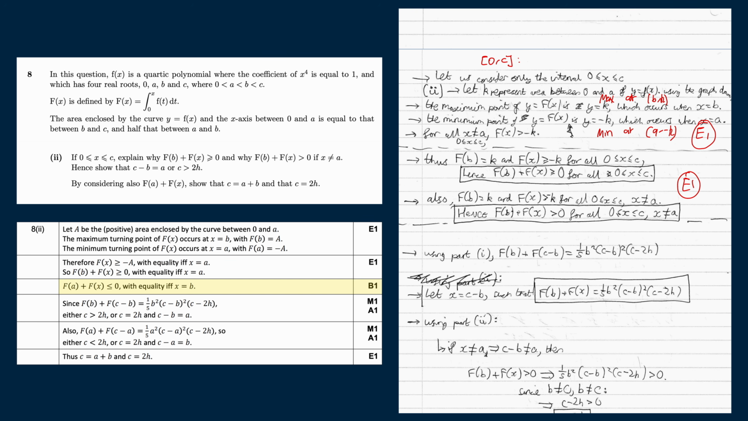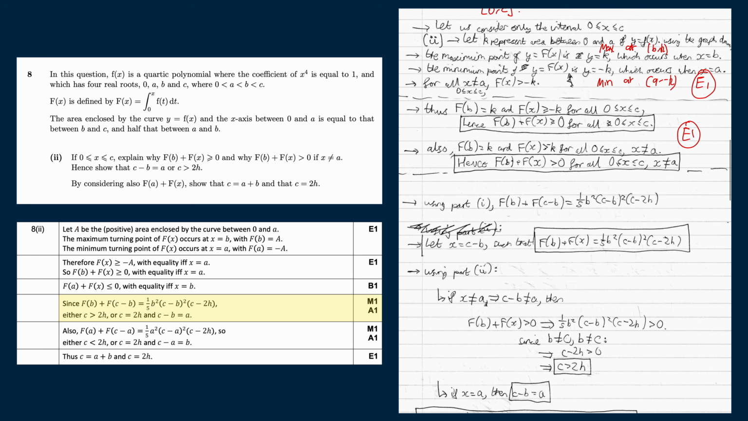Now the B mark, that's an independent mark, is for considering a slightly different inequality. The student has done some other working first, which is more natural really in the narrative of the question. So we'll come back to that. What the student is doing is looking at f of b plus f of c minus b in order to try and deduce the possibilities. So I like the fact that they've said using part I here.